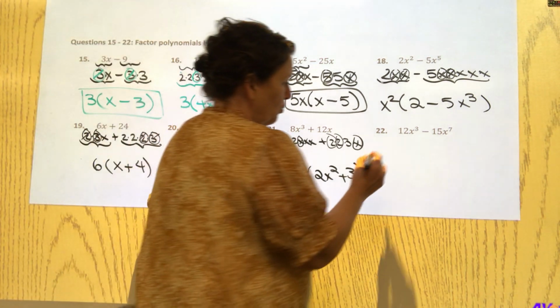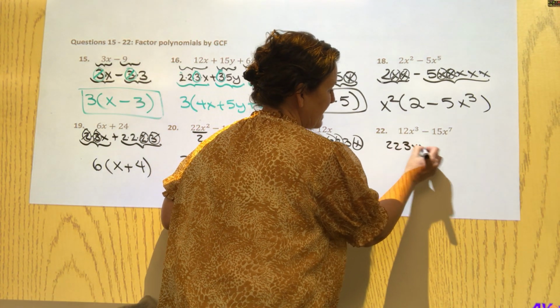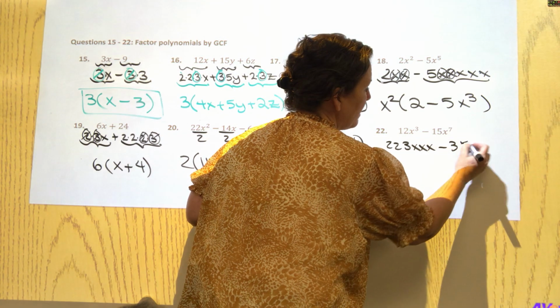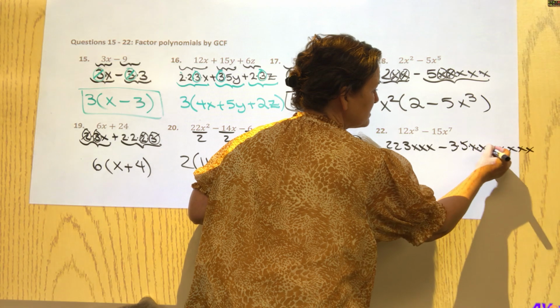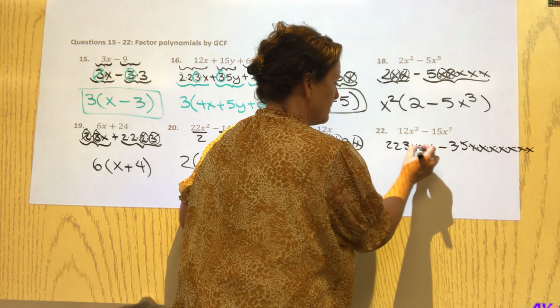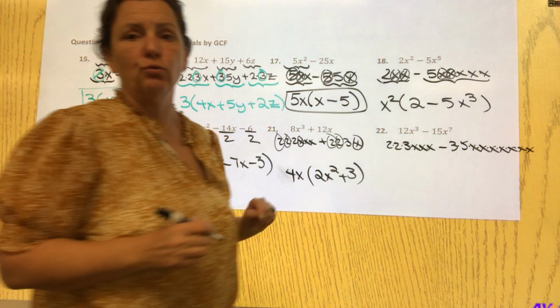Let's check it out. We have 2 times 3 times x times x times x minus 3 times 5 times x times x times x times x times x times x. Make sure your writing's legible as well. Sometimes I can't read your writing, so I don't know that you can read your writing.